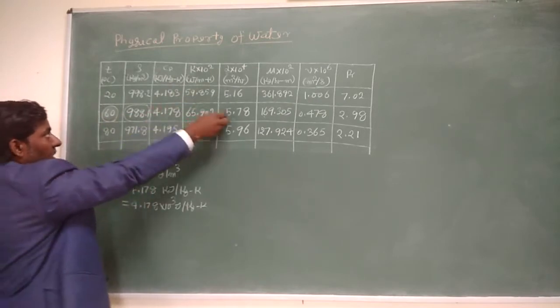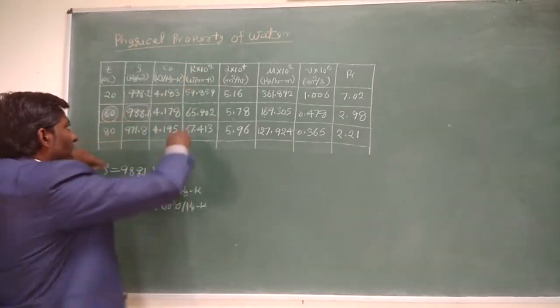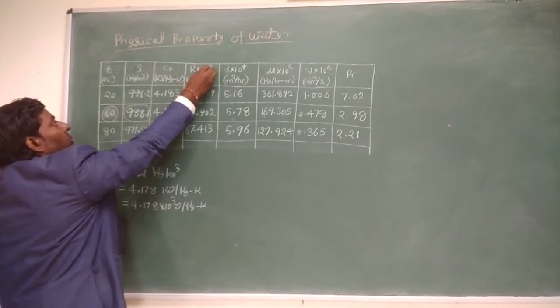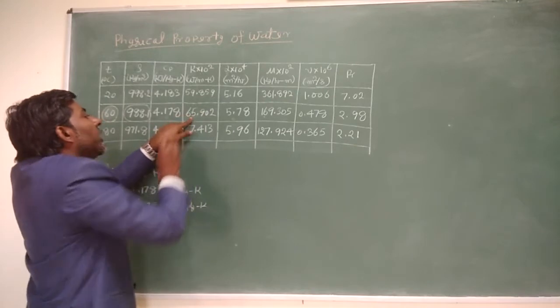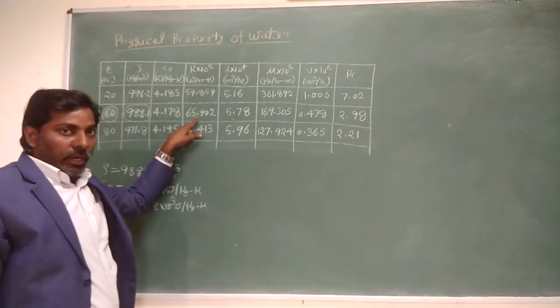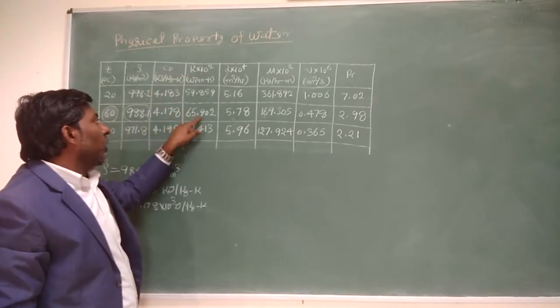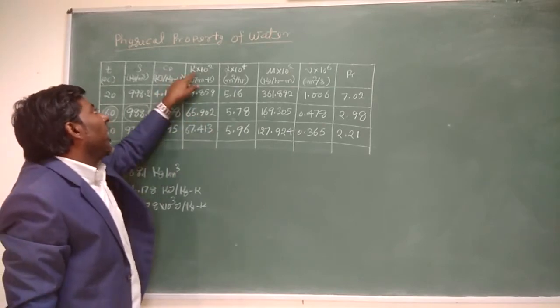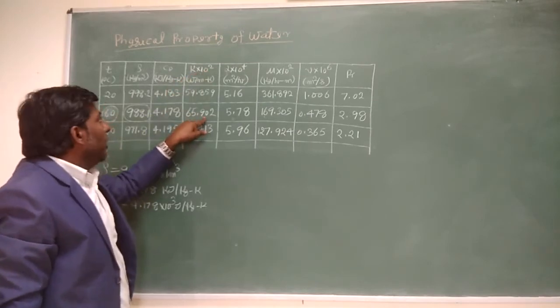Next, look here very carefully. Students are making a mistake here. They are not looking that it is k into 10 to the power 2. Directly they come and say that the thermal conductivity is 65.902 watt per meter Kelvin. It is wrong. So the thermal conductivity is not 65.902. This is k into 10 to the power 2 that is this much.